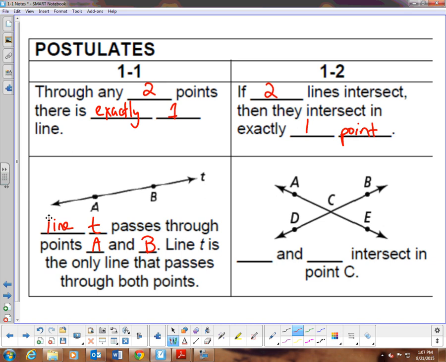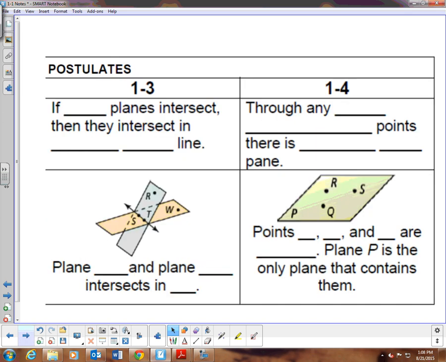So we have lines AE and line DB. Oops. That's not DB. DB. And we need the arrows on top. And they intersect in point C, right there. Okay? And so that just lets us know that anytime you have an intersection of 2 lines, you have a single point. Okay? So now we have 2 more postulates.